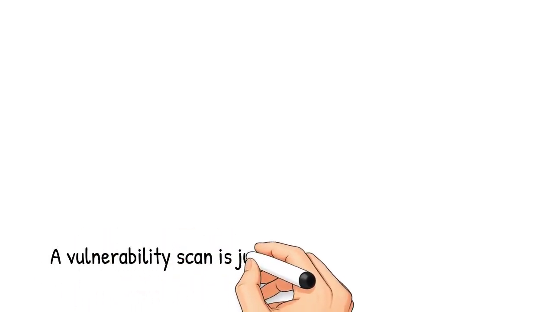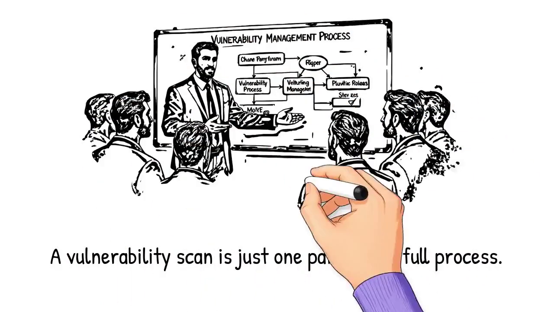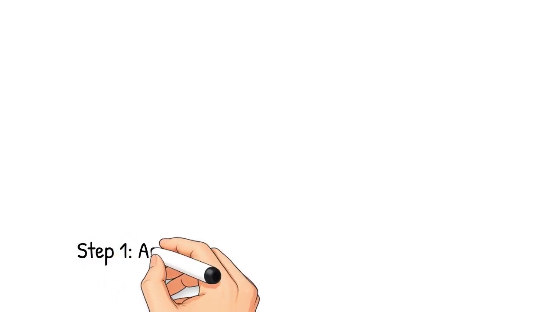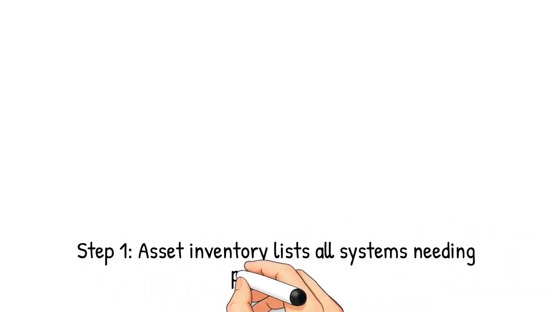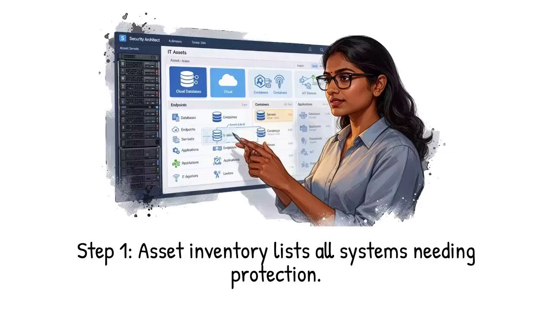Section 17. Building a complete vulnerability management program, step by step. A vulnerability scan is just one piece of the puzzle. A full vulnerability management program is a structured, repeatable, measurable process. Let's build it step by step. Step 1. Asset inventory. You cannot protect what you don't know exists. This includes servers, endpoints, cloud resources, containers, databases, applications, IoT devices.